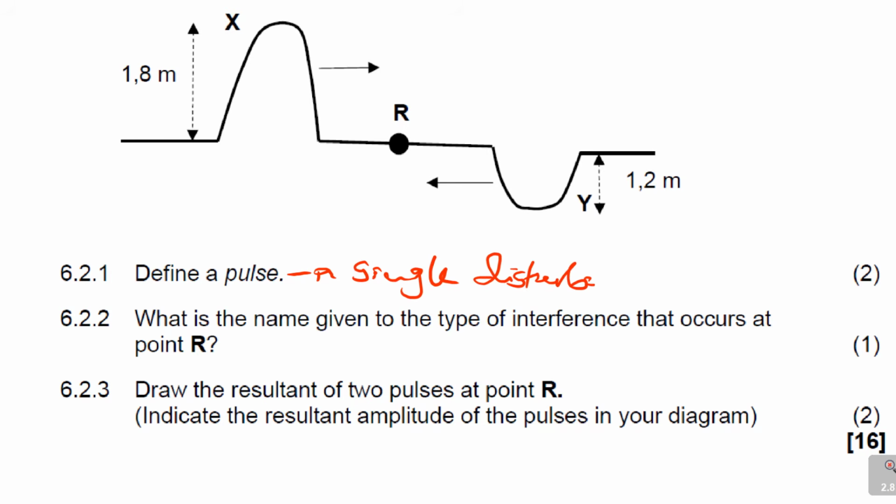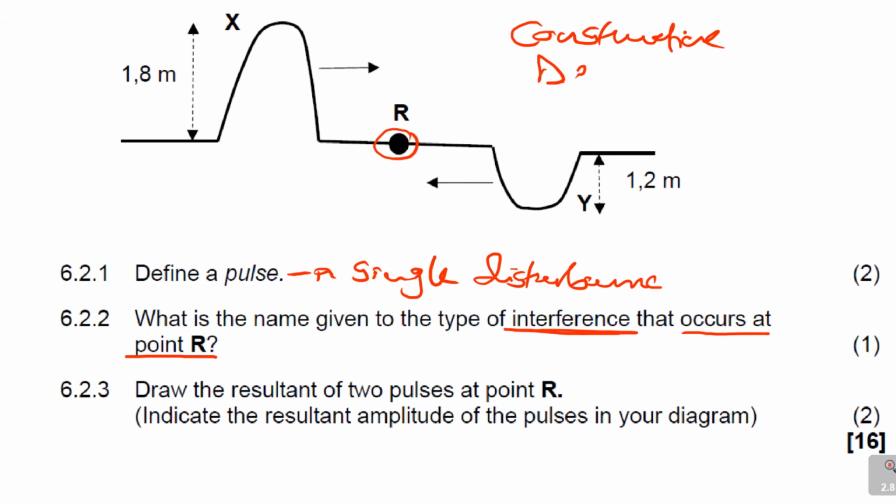Right. So that's what we said. Through a medium. And then it says, what is the name given to the type of interference that occurs at point R? Remember, we said when they meet at point R, in general it is called interference. And you have got two types. You have got constructive interference and you have got what? Destructive interference. So now what do you think is this type?